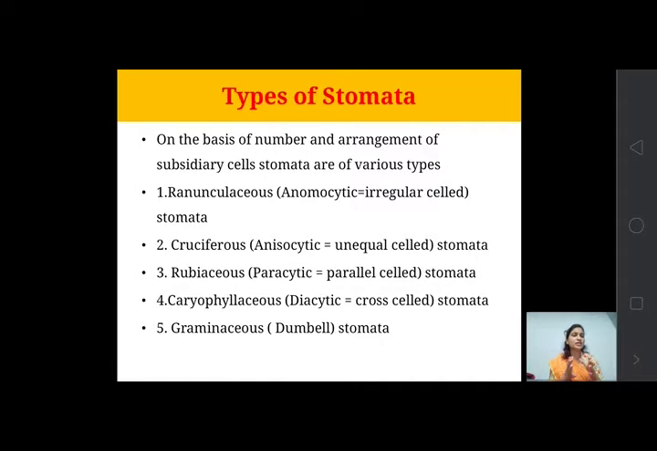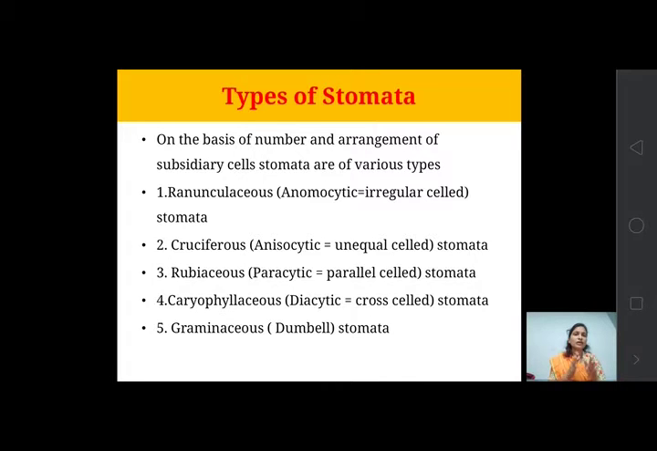Ranunculaceous is named after the Ranunculaceae family, where it is found. If any family has a specific type of stomata, the name of that stomata is given according to that family. Ranunculaceae is the name of a family, and in Ranunculaceae members this type of stomata is generally found. So it is called ranunculaceous stomata, or basically anomocytic stomata.